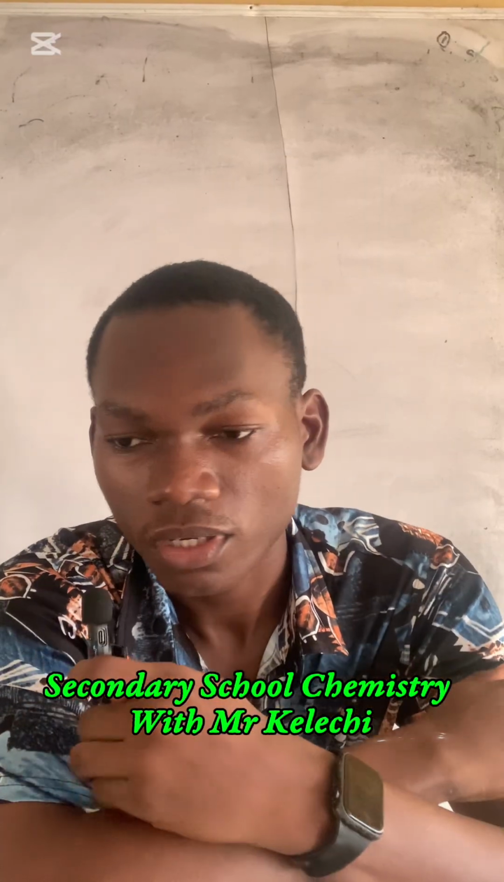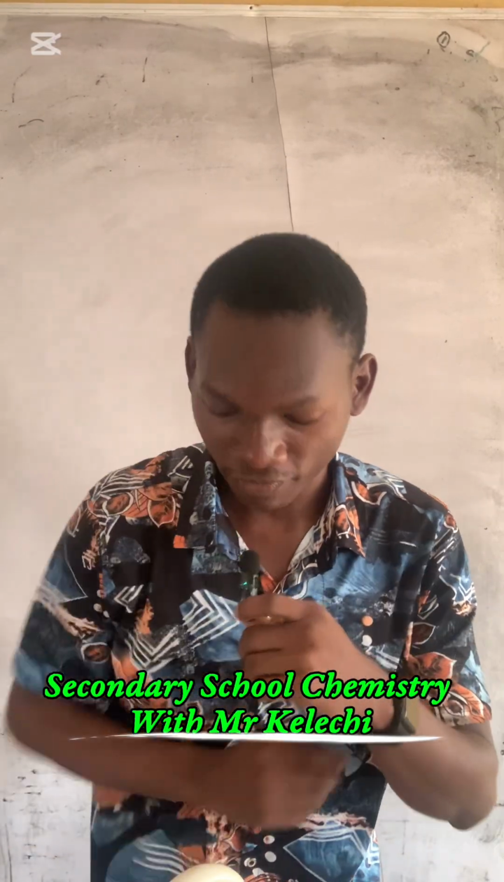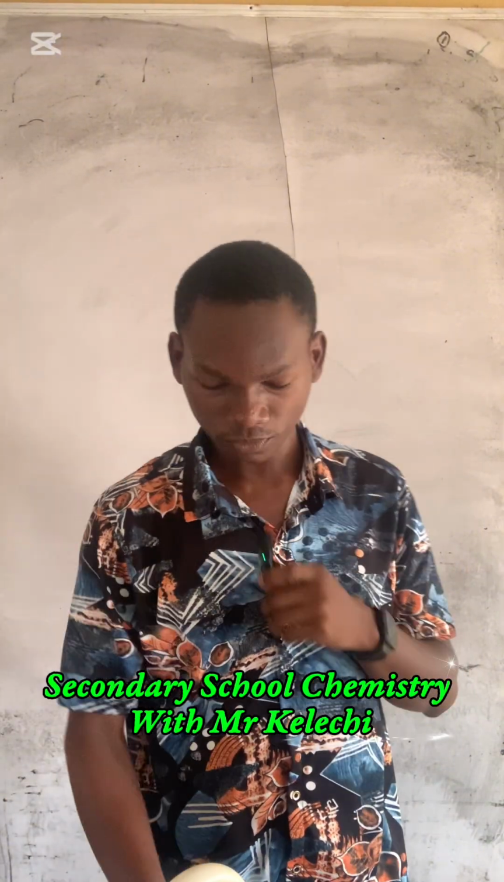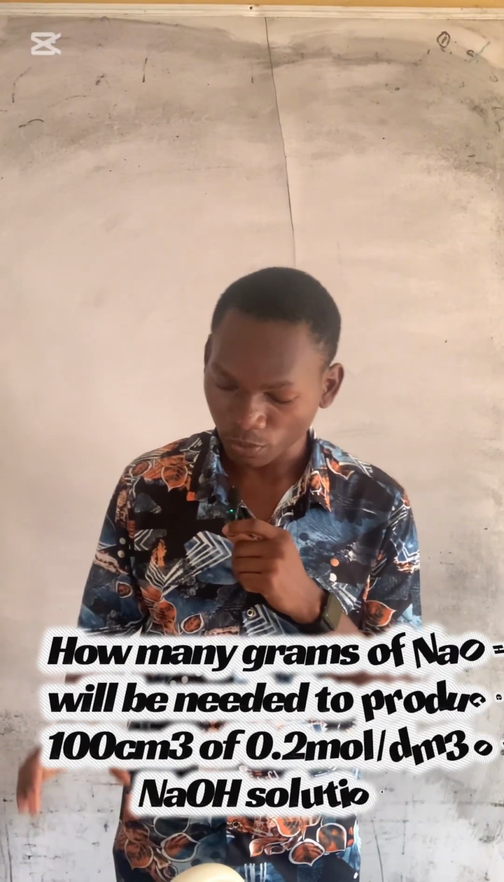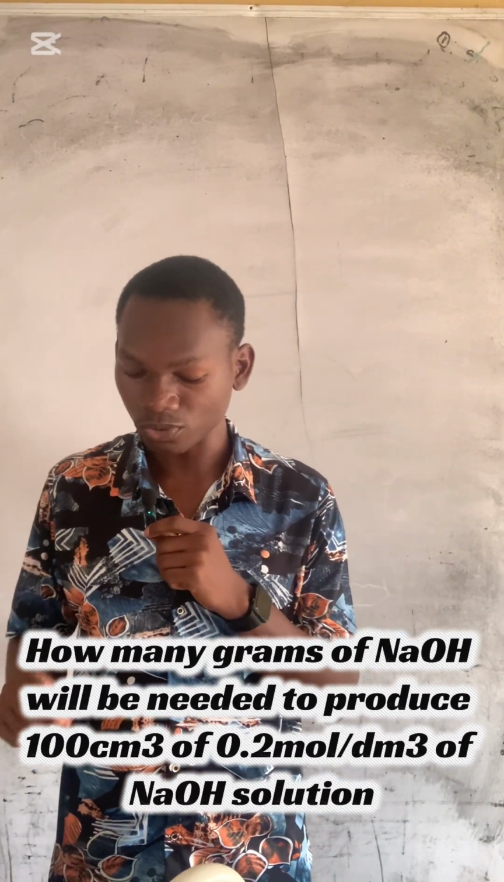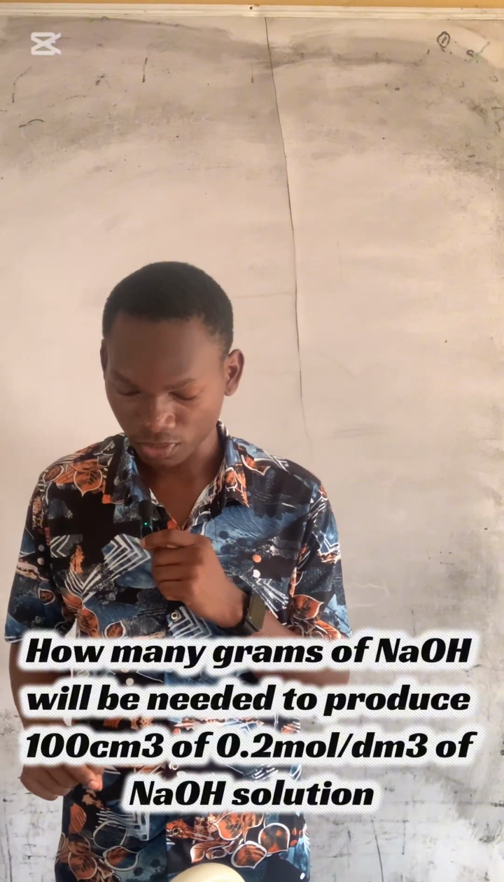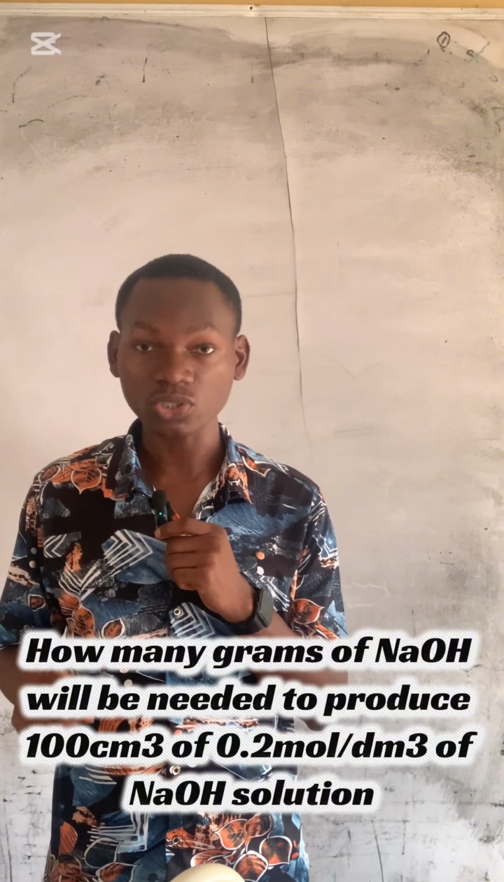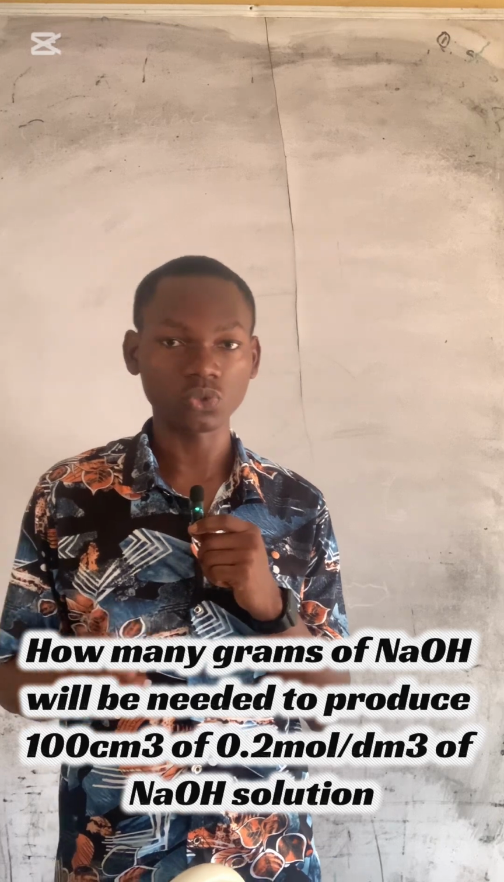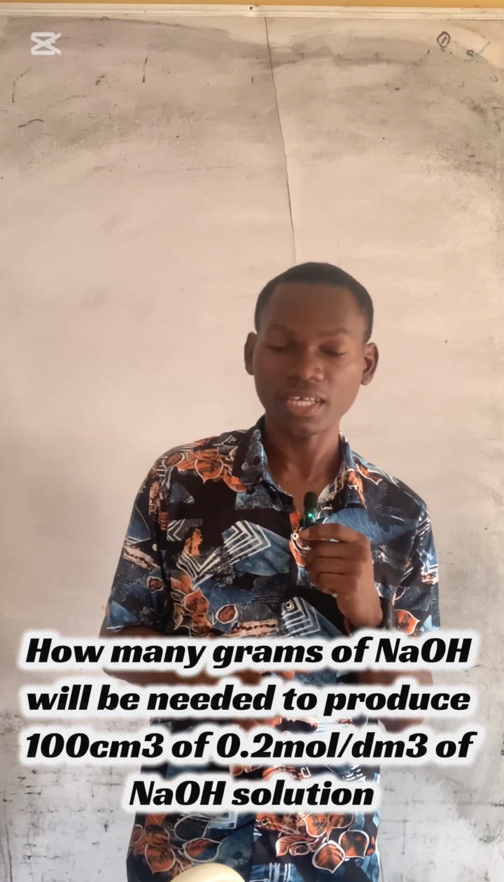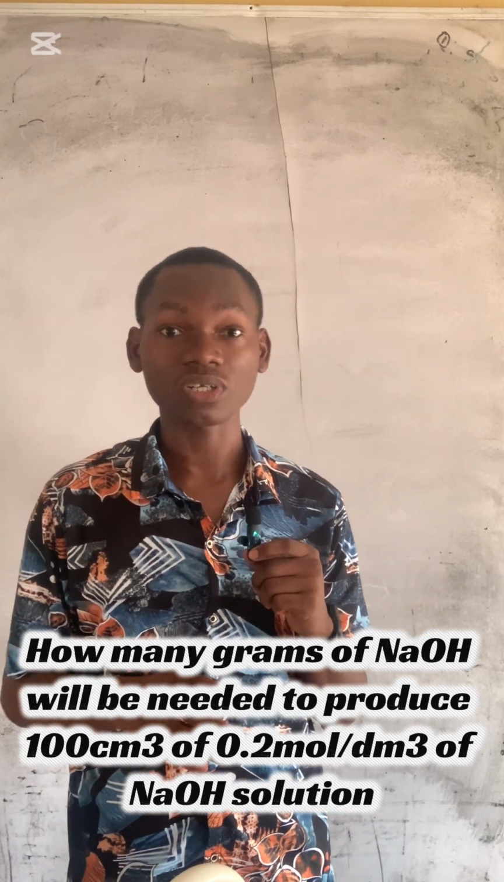Kelechi. Now, let's quickly analyze this question I have here. Just a quick one. The question reads, please pay attention. The question reads, how many grams of sodium hydroxide would be needed to produce 100 cm³ of 0.2 mole per dm³ of aqueous sodium hydroxide solution? How many grams? Meaning grams, we are talking about the mass, right?